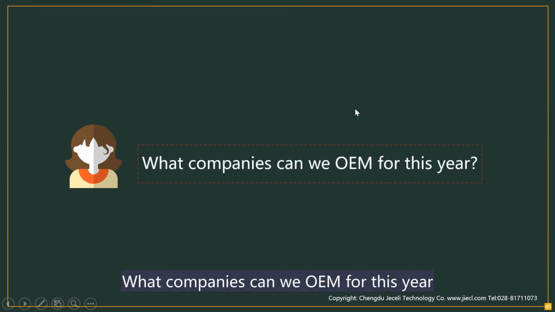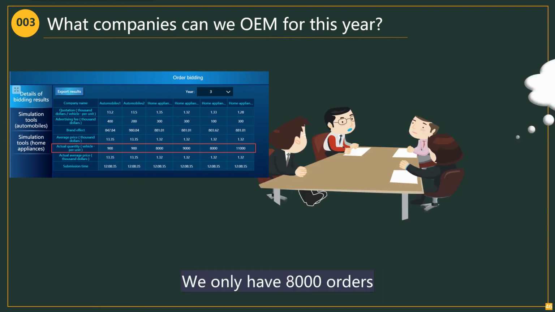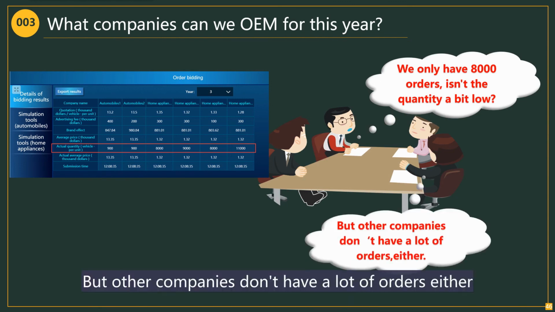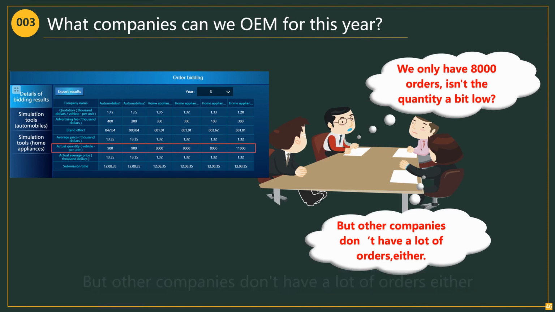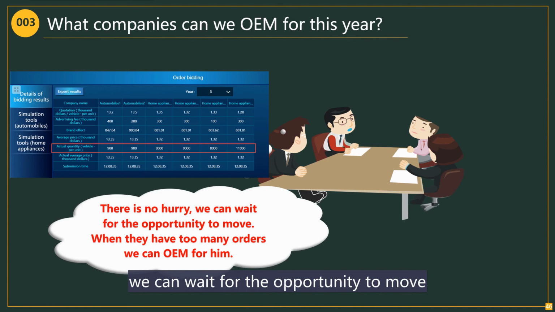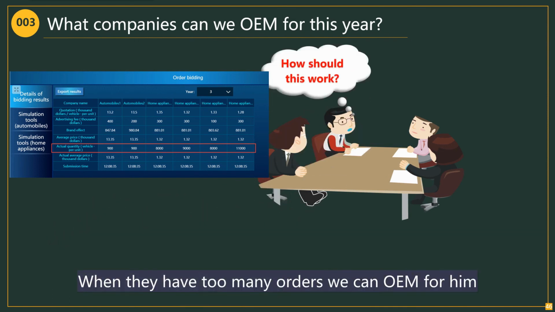What companies can we OEM for this year? Let's start with a simulated scenario. We only have 8,000 orders. Isn't the quantity a bit low? But other companies don't have a lot of orders either. There is no hurry. We can wait for the opportunity to move. When they have too many orders, we can OEM for them.